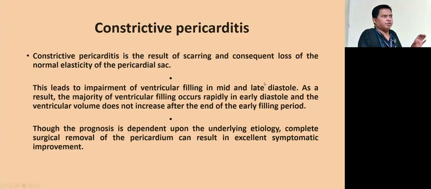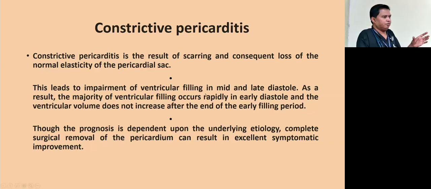Normally, we think that only the systolic function of the heart is important, but diastolic function is equally important, if not more. In early diastole there is early filling: the blood goes to the right atrium, the tricuspid valve opens, and then it enters the right ventricle. This early filling will happen in constrictive pericarditis. But after that, there is an abrupt impairment of the ventricular filling beyond that, in mid and late diastole.